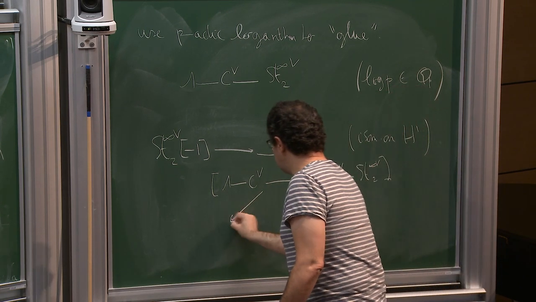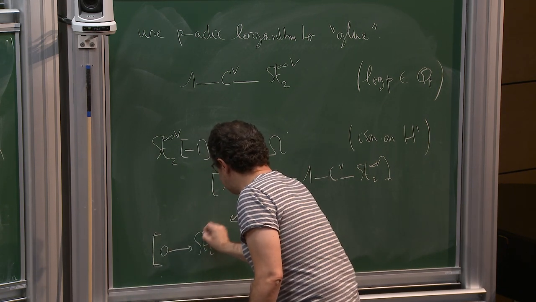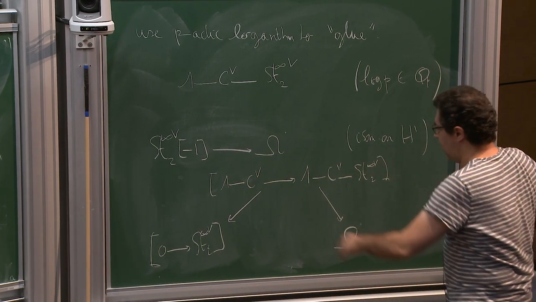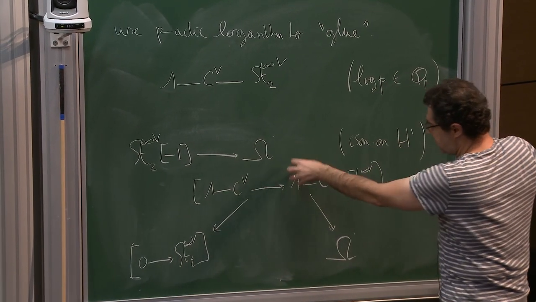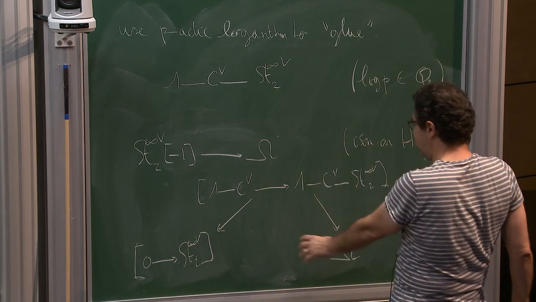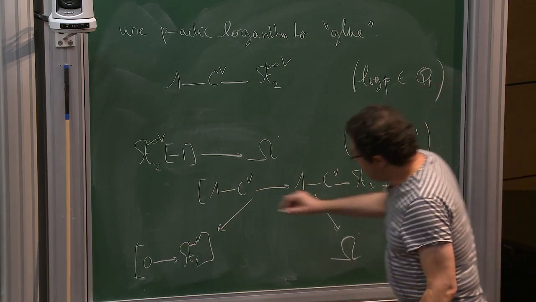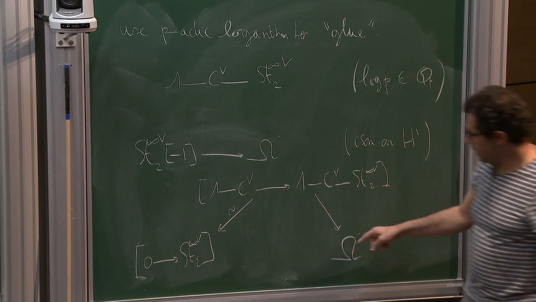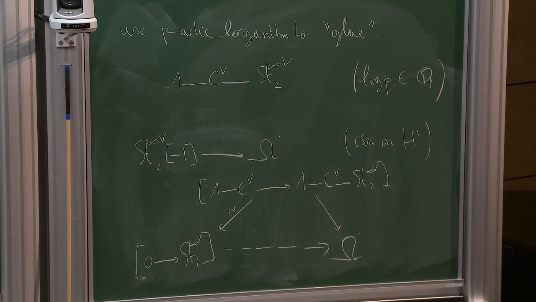Actually this maps to 0, goes to the dual of the smooth Steinberg. This maps to omega. The map to omega is just obvious. This is the identity here, and here you just mod out by 1. And the map to the Steinberg is also obvious. This goes to 0 and you mod out by this. And obviously this is an isomorphism on H1, because you only have a quasi-isomorphism. So this is your map. Okay, and once you have this, you're done.